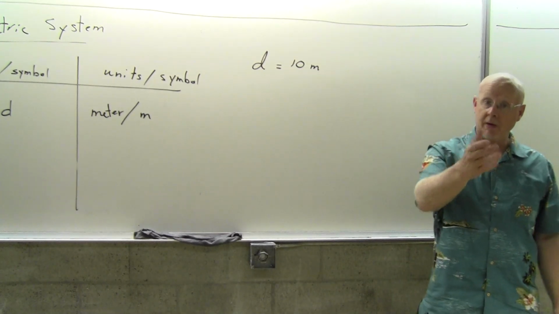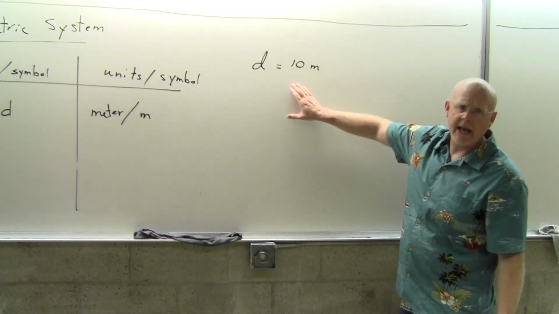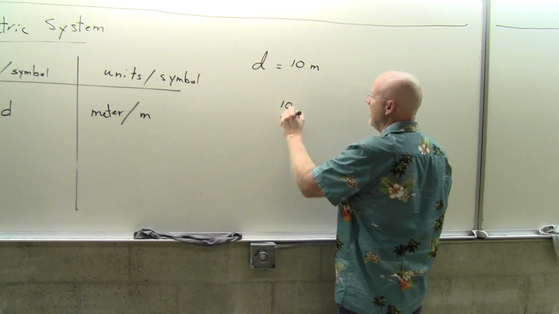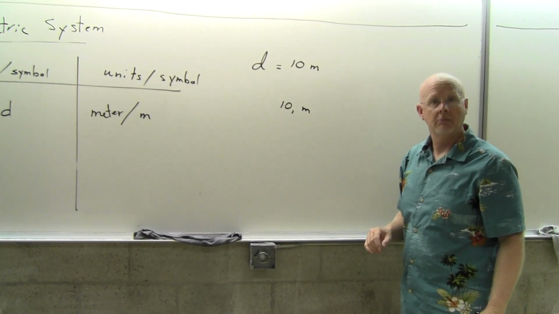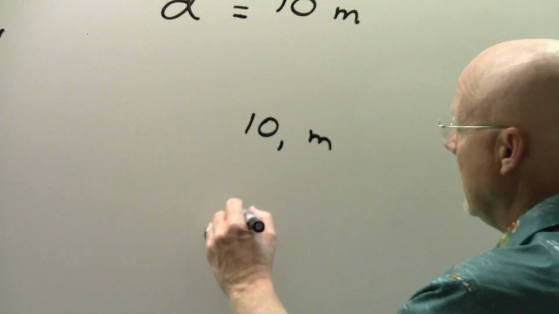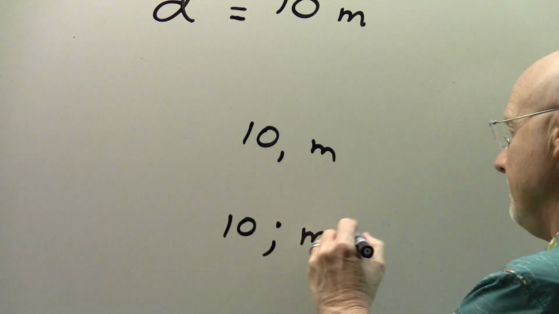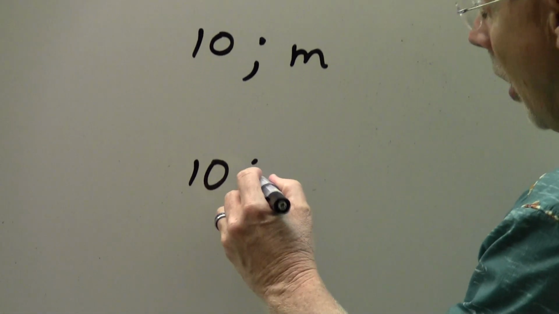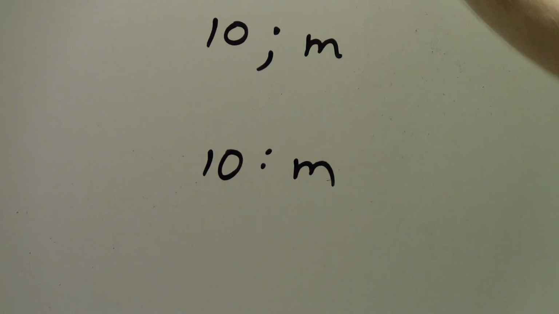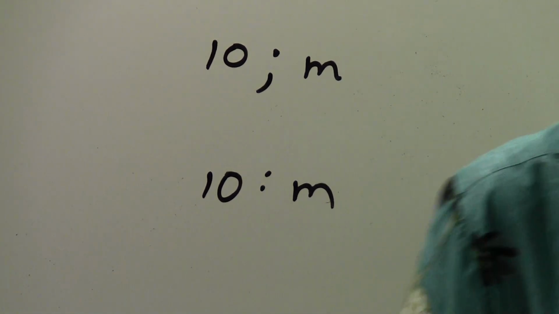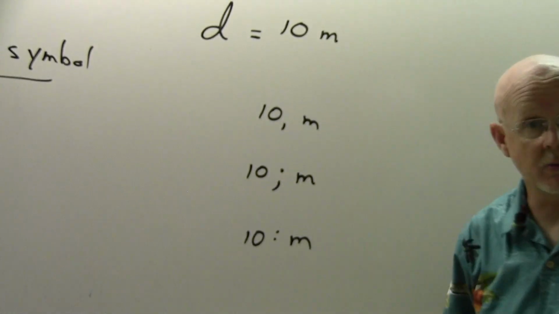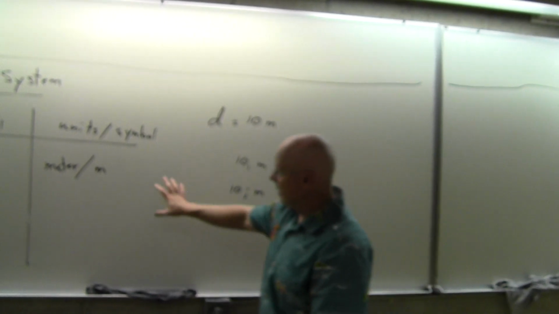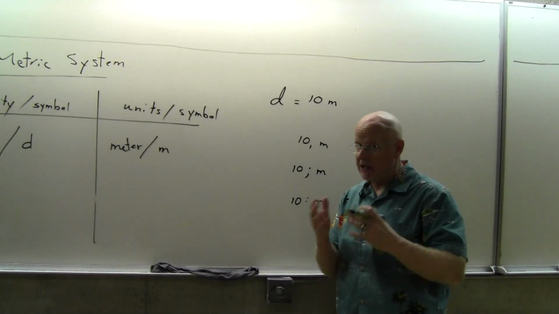In fact, I'll even go you one better. How come we write it as 10m like this? How come we don't write it as 10 comma m? How come we don't write it as 10 semicolon m? How come we don't write it as 10 colon m? And I could go on and on. Why do we put, what I'll say, nothing in between? Why do we write it this way? Well, again, if you haven't seen your number system worked out this way, let me explain.